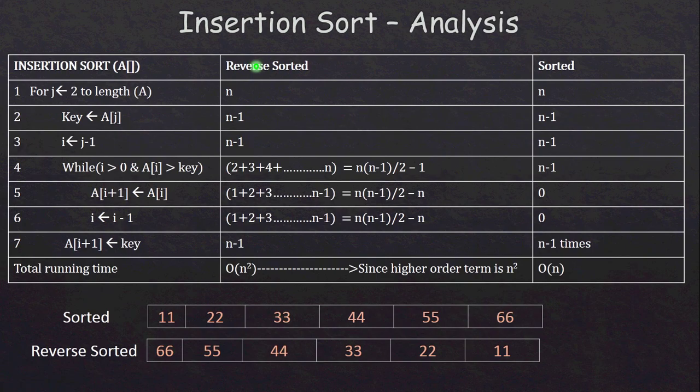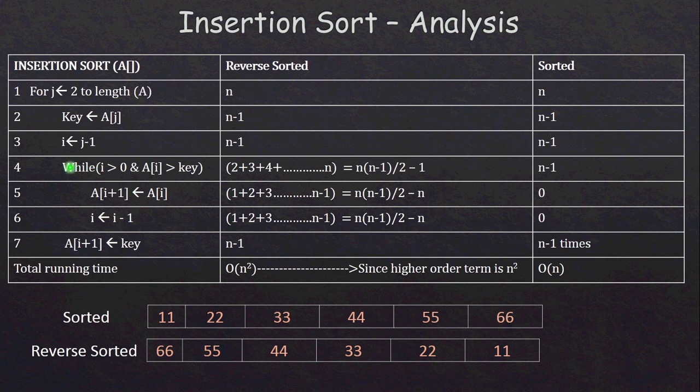Next is analysis of insertion sort. So here I have a for loop. It will execute from j equal to 2 to length of a. So if there are n elements, length of a is n. 2 to n means n minus 1 steps plus one for the false condition. So n minus 1 plus 1 is n. So this for loop will execute n times. So these two statements execute n minus 1 times.